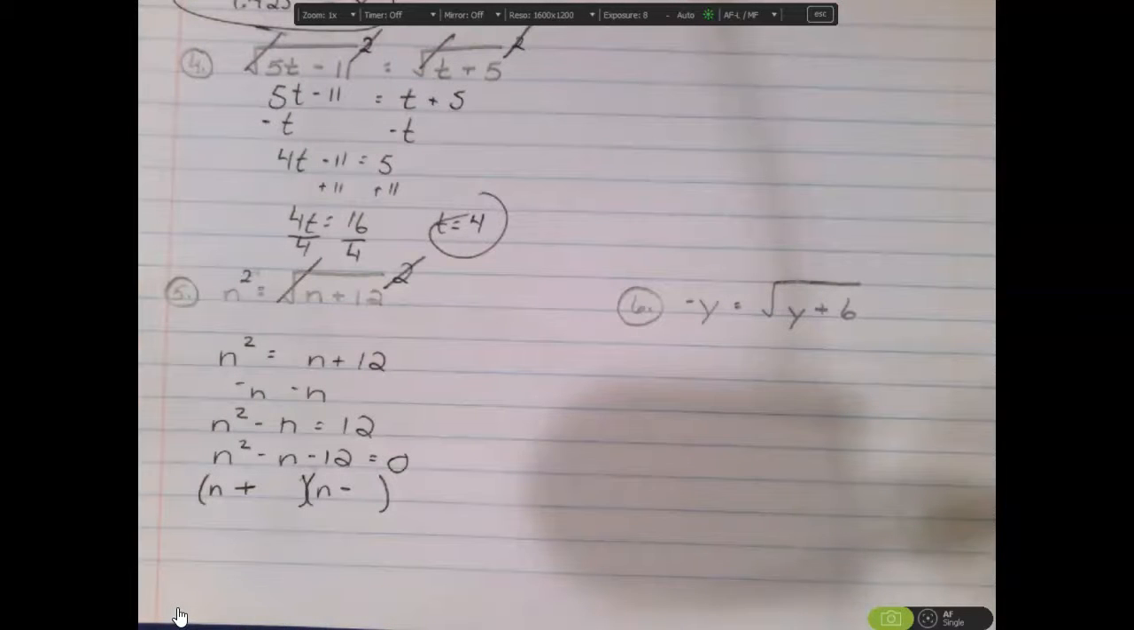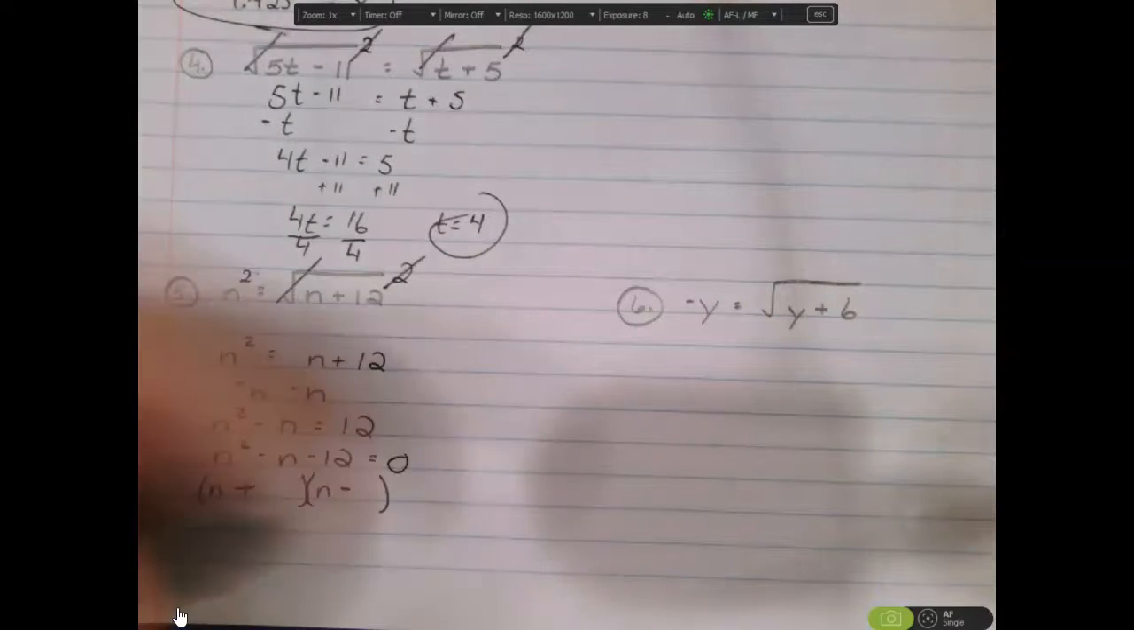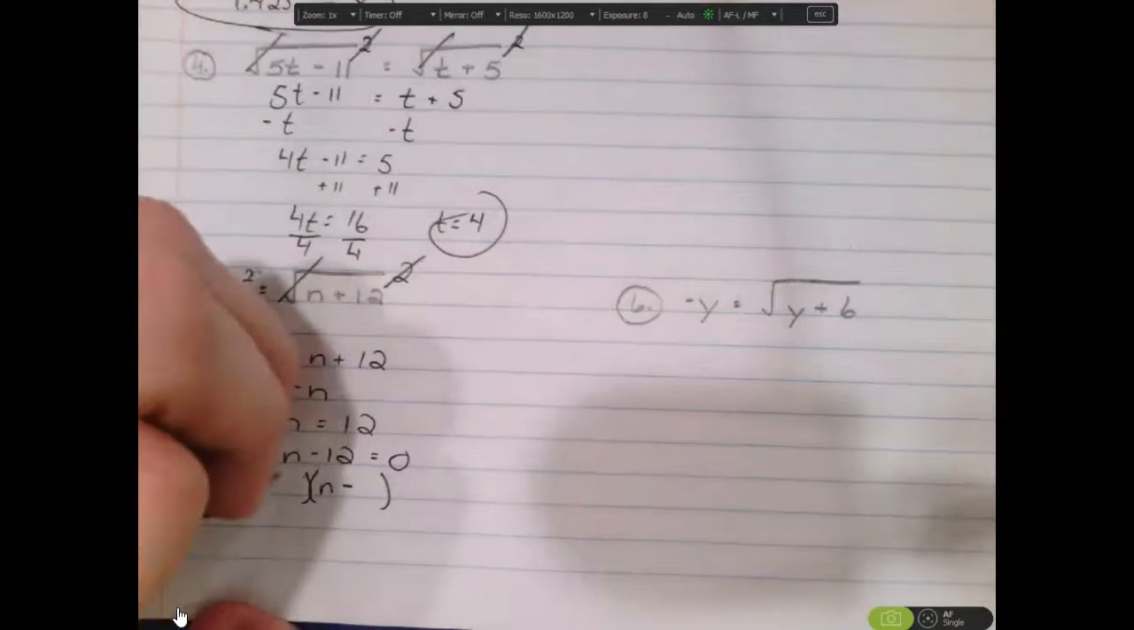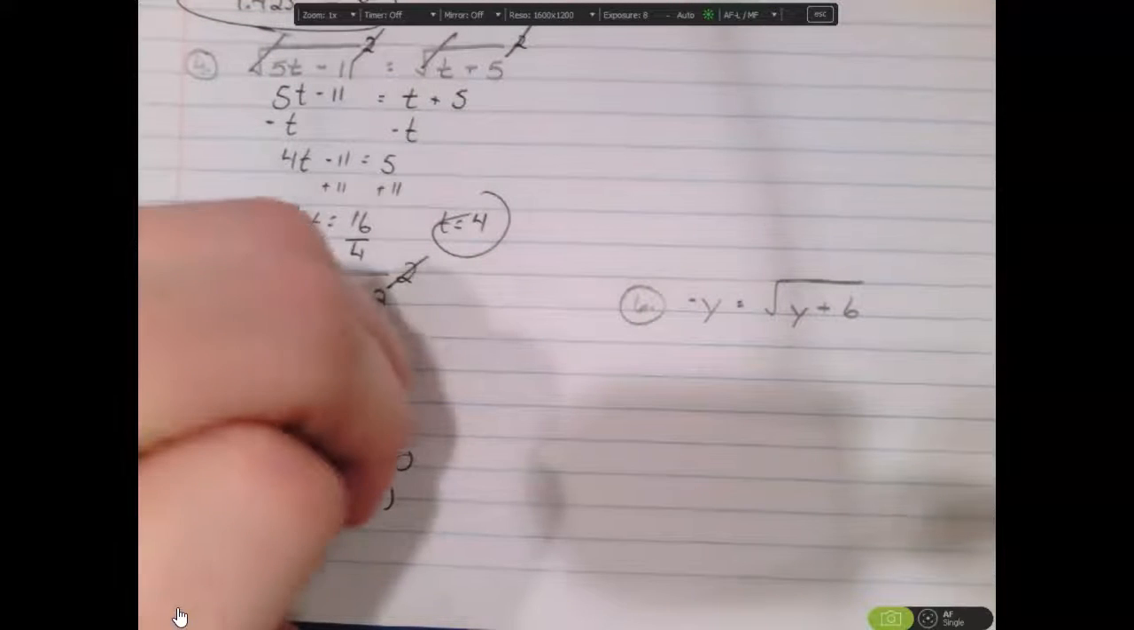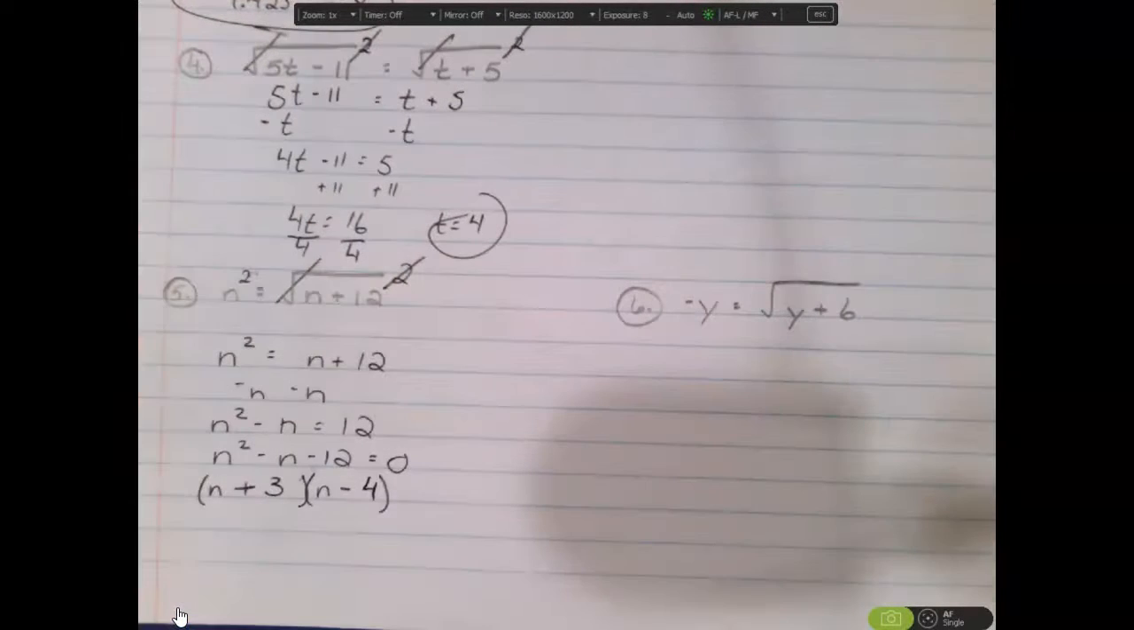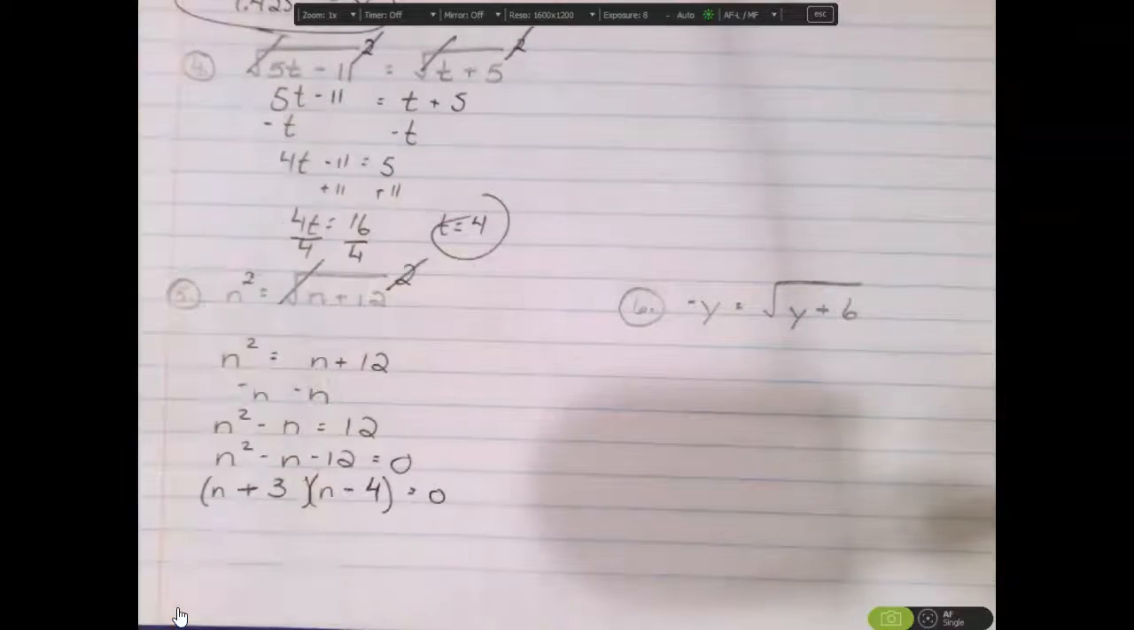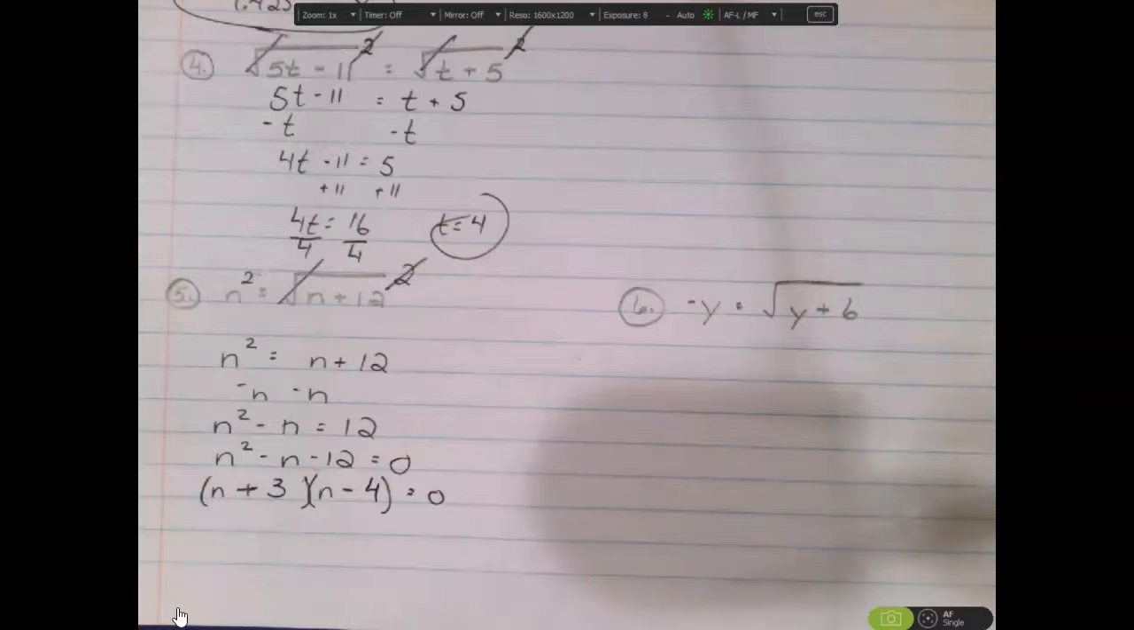Now I'm looking for 2 numbers that multiply to get 12 and add together to get negative 1. And once you go through and guess and check a little bit here, it's actually going to come out to n plus 3 and n minus 4. So there is my factoring of that trinomial. Final step here, because I'm trying to find n.